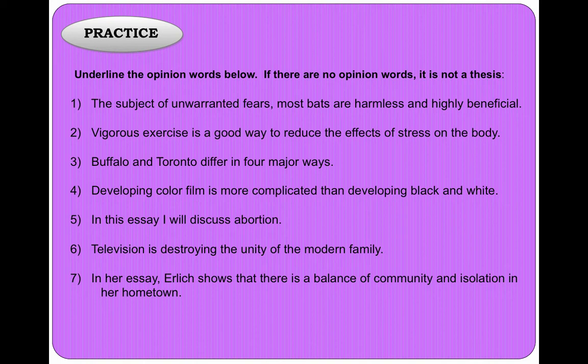Number 4. Developing color film is more complicated than developing black and white. Number 5. In this essay, I will discuss abortion. Number 6. Television is destroying the unity of the modern family. Number 7. In her essay, Ehrlich shows that there is a balance of community and isolation in her hometown. Pause.